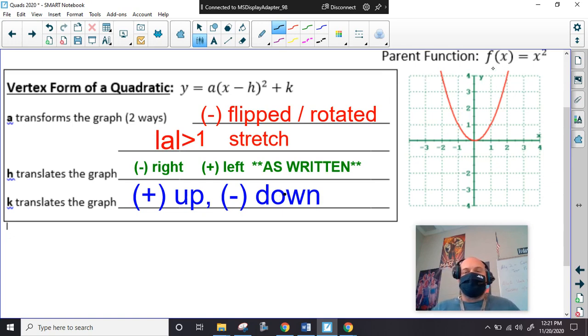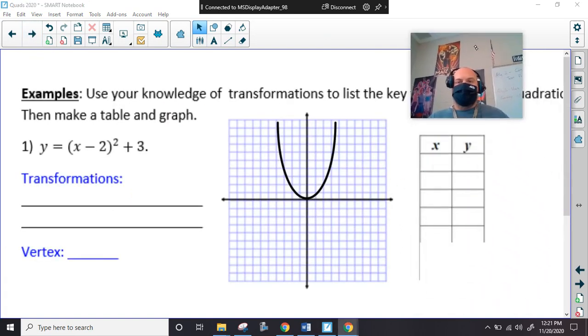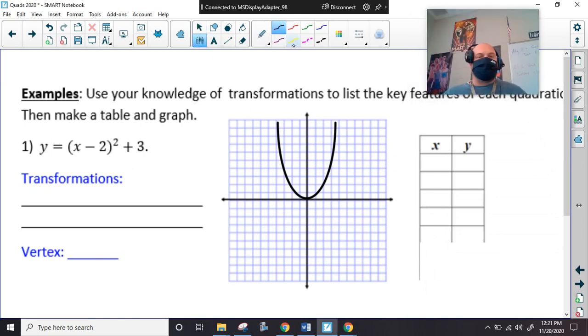All right. And here's our parent function. Now I've got some parent functions on here so we can look at them as we go through these translations. I think that kind of helps a little bit more, even if y'all don't have them. All right. So let's look at this one right here.